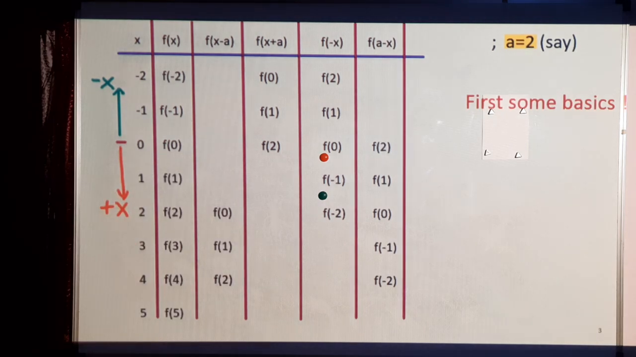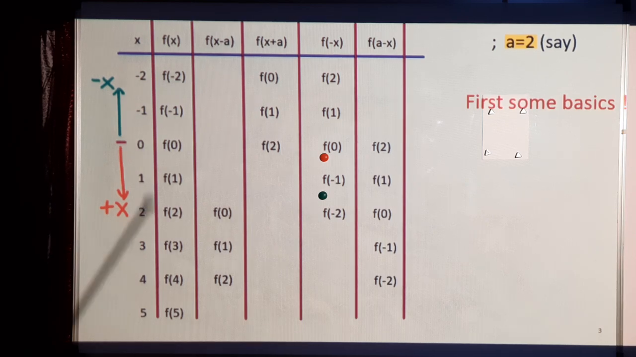First, some basics. Consider a general function f of x. As x varies from -2, -1, 0, 1, 2, and so on, you will get the values f of -2, f of -1, f of 0, f of 1, f of 2, and so on.